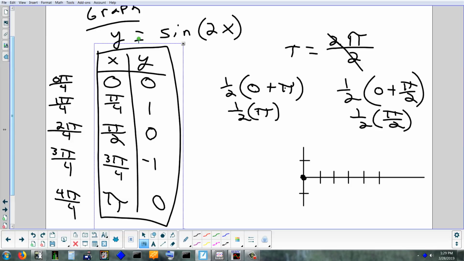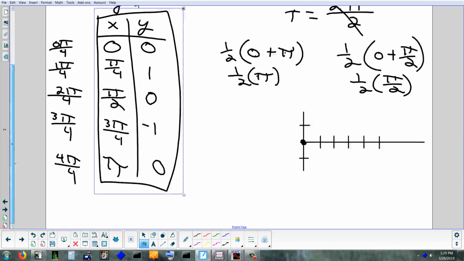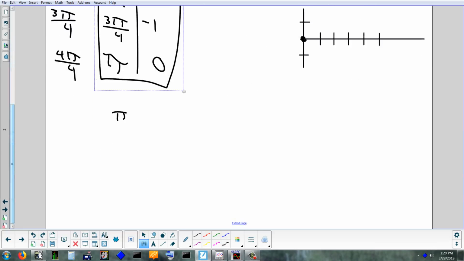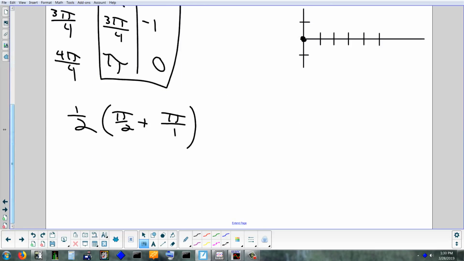We would take pi over 2 and pi and average them. All right, so let's take pi over 2 plus pi over 1. Add them up and then take half. Now, we can't add these right away because we're missing what? We don't have the common denominator. What is the common denominator between a 1 and a 2? 2. So if you double the bottom, you also have to double the top.